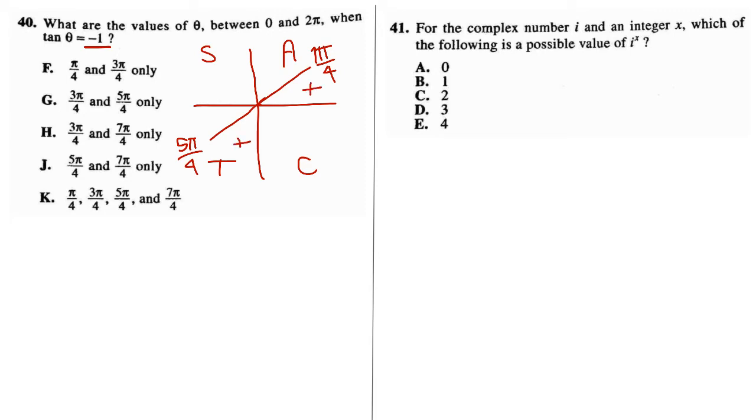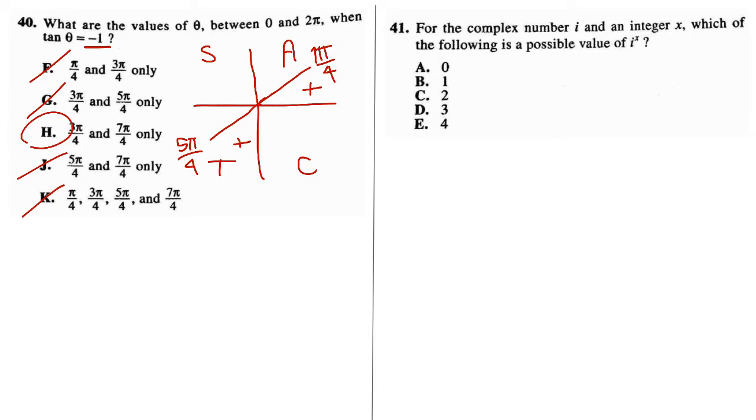So automatically we can mark out, if we want tangent to be negative 1, well, it can't be f, and it can't be g. So notice very quickly, just remembering where tangent was positive, that leaves us with our only two answer choices because, again, j would be wrong and k would be wrong. So my correct answer would have to be h.